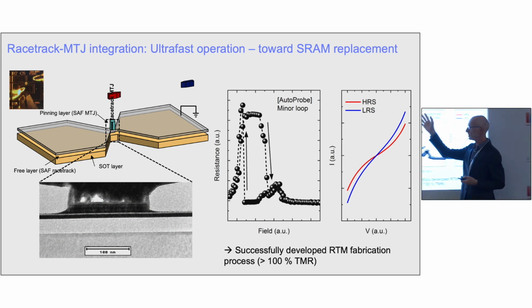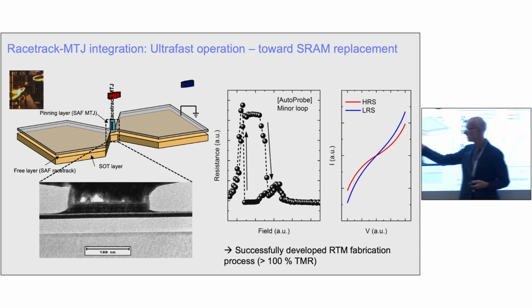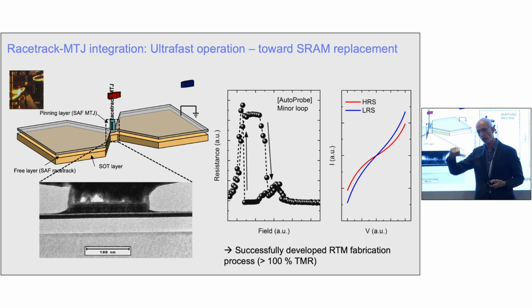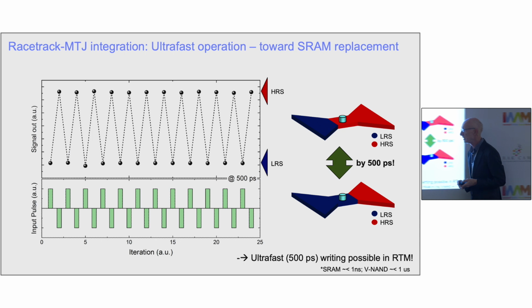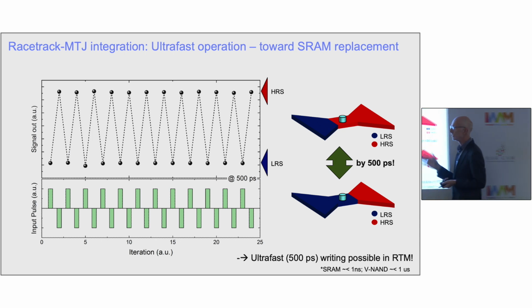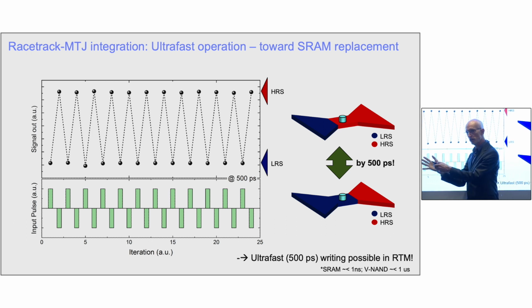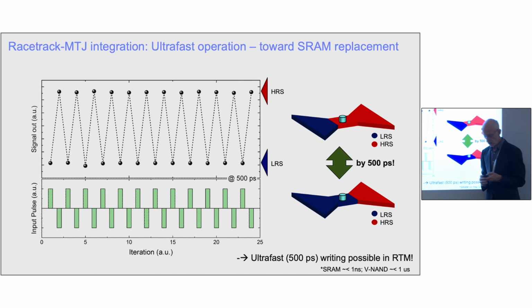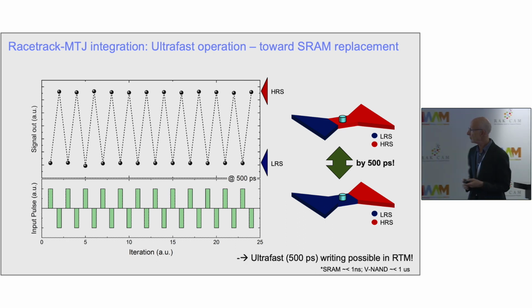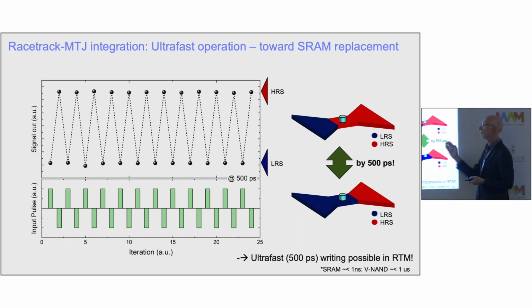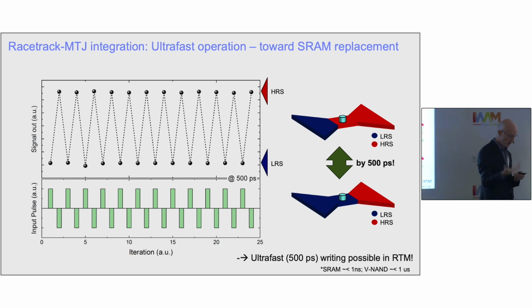And in this case, the change in resistance when the magnetization in the racetrack is up or down is about 100%. And now we've demonstrated, you can see here, we're detecting the motion of this single domain wall from one side to the other side. And you can see we can easily determine these positions of the domain wall. And in fact, we can do this within 500 picoseconds. So this is fantastic, really.